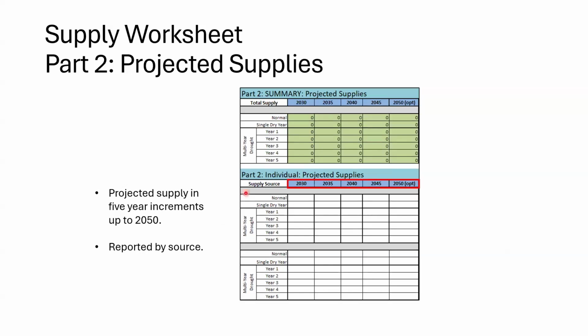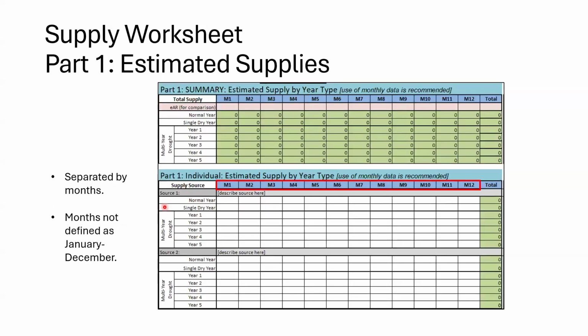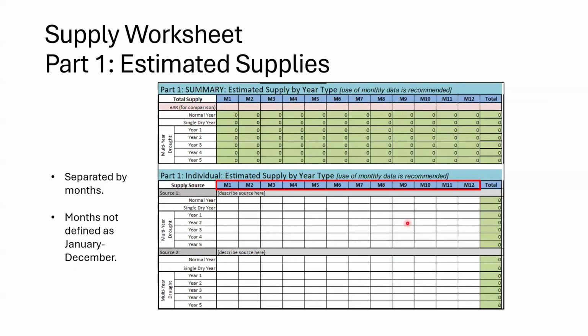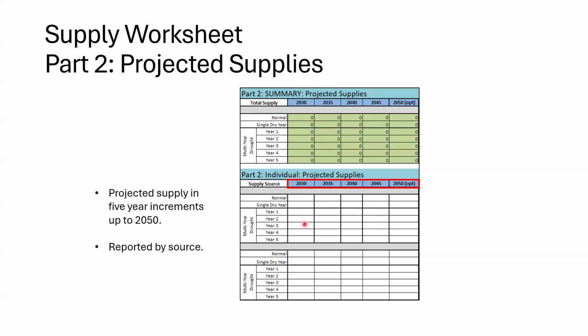Okay, part two. Part two is for your projected supplies. So in the same way that the estimated supply was done by source, the projected supply is also done by source. They're connected. So if you look at the full table here, they're all connected by this. So you define your source over here. Just make sure that you keep it the same source on this same row, the big row. So moving on back over here. So yeah, this is projected supply in 5-year increments up to 2050. And again, it's reported by source.